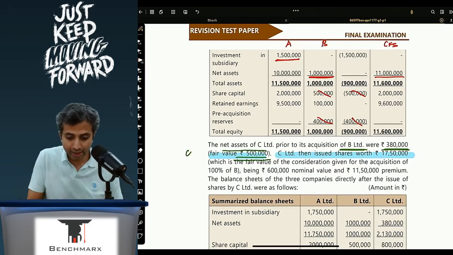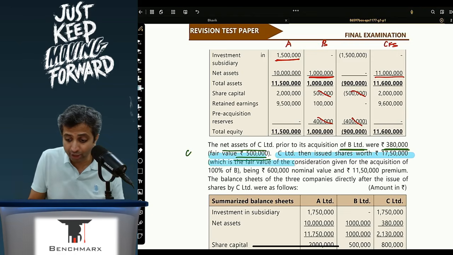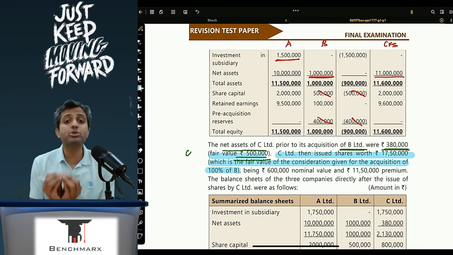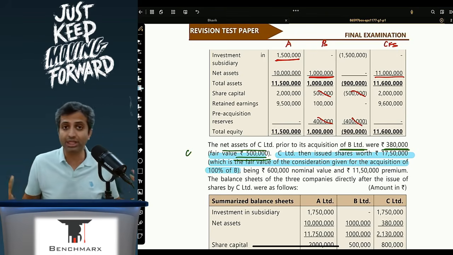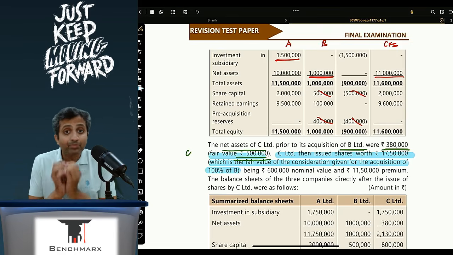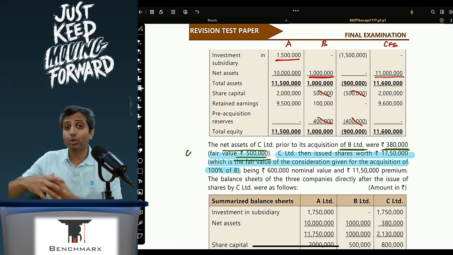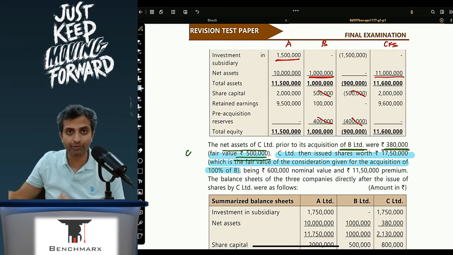See, C issued shares worth 17 lakh 50. They've even given you a description. What is that? The fair value of the consideration given for acquisition of 100% of B. So if anyone wants to acquire 100% of B, they have to pay me 17 lakh 50. By the way, they could have paid me in cash, or through any form. Here, C is paying that consideration by giving shares.